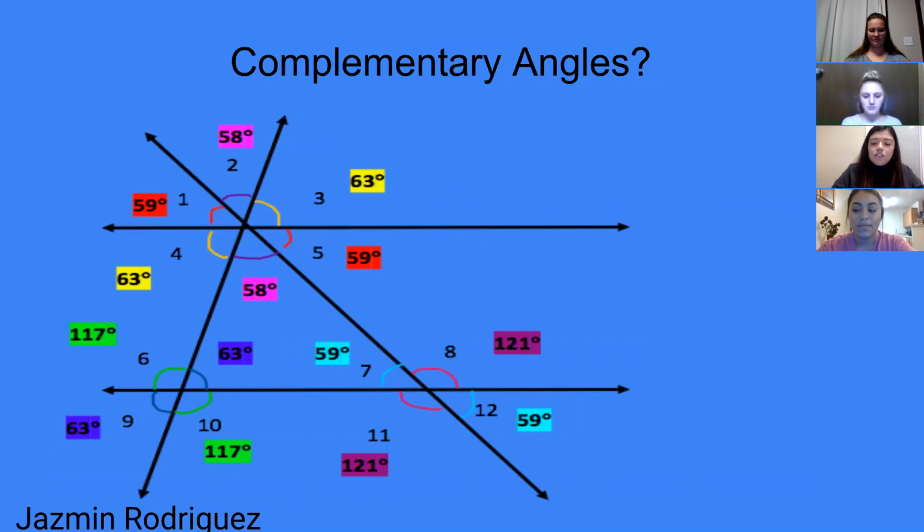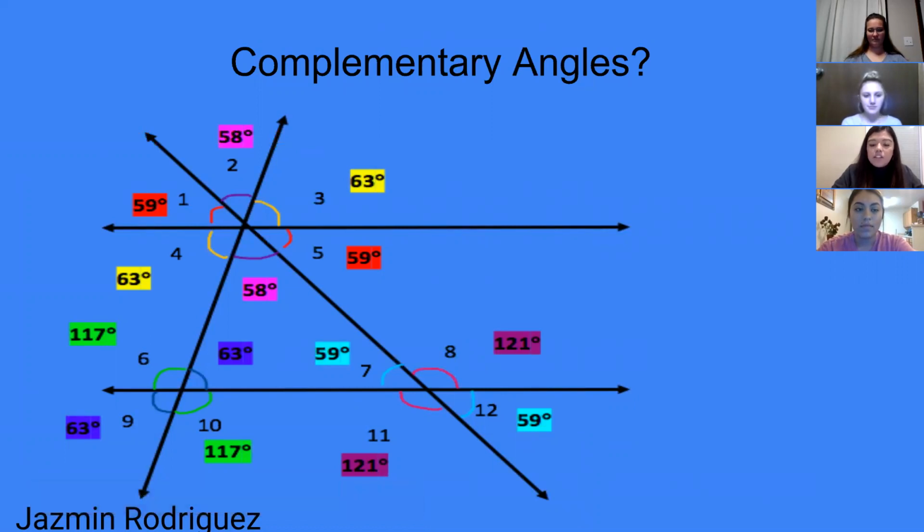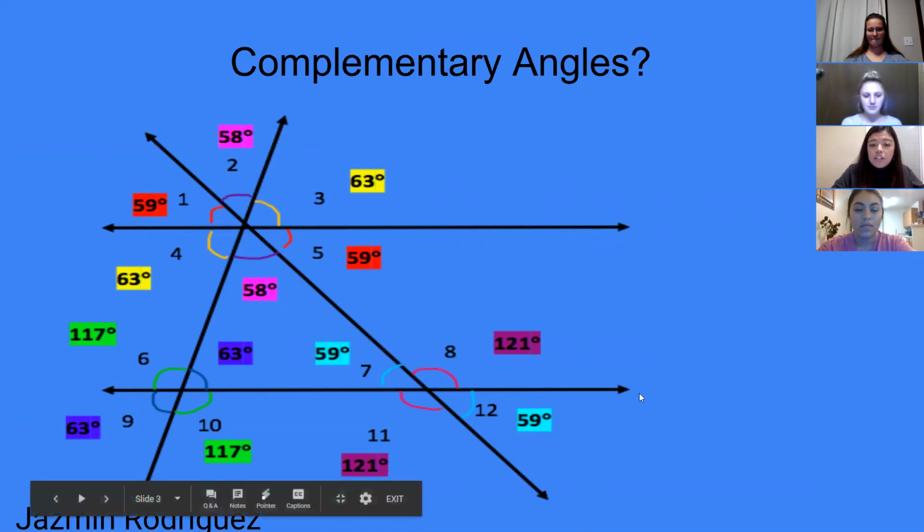And then for this graph that we are given, do we have a complementary angle? Well, if we try to add up any two numbers, for example, 58 plus 63 degrees is 121 degrees. And we see that we have no complementary angles in this figure.